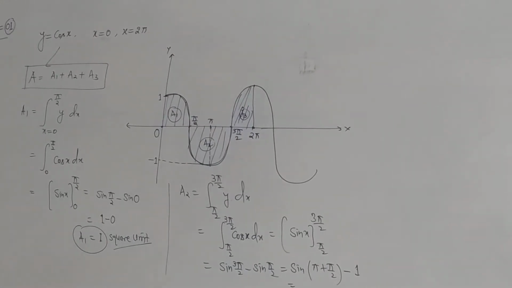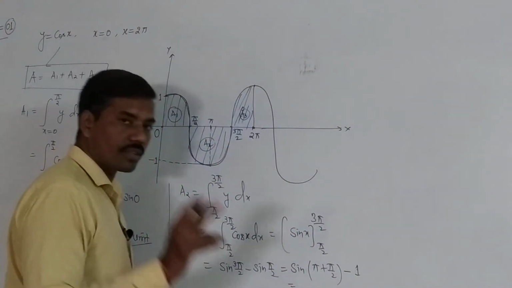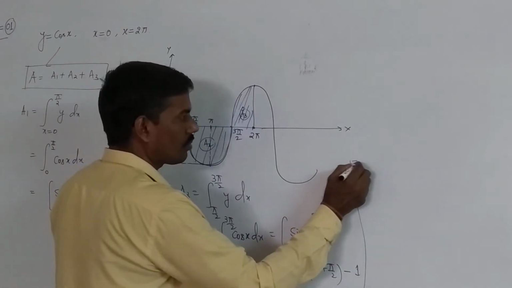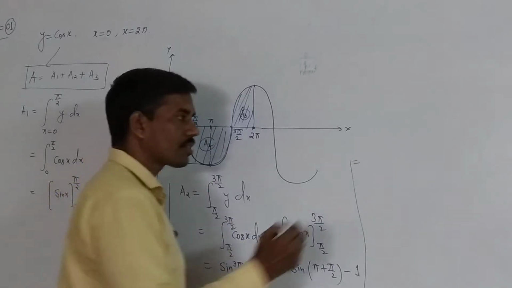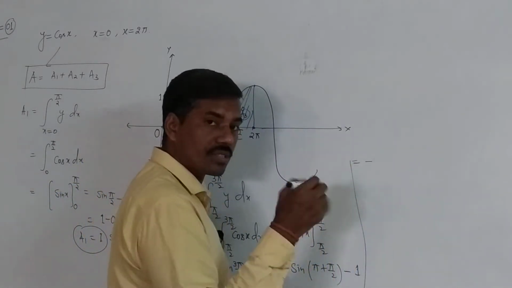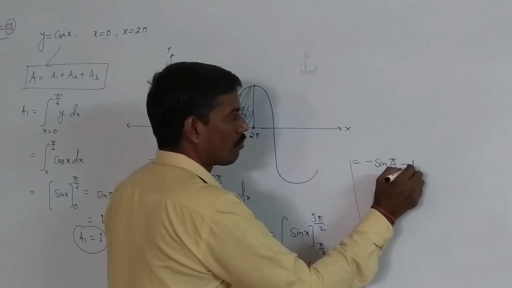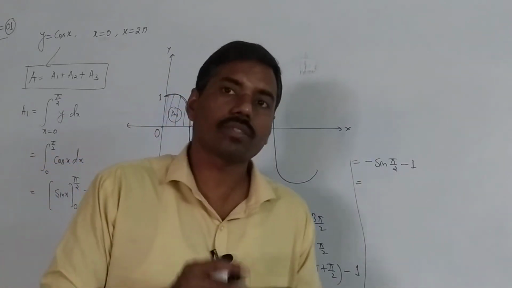Sine of pi plus pi by 2 is lying in the third quadrant, and in the third quadrant sine is negative. So this is equal to sine of pi plus theta, that is minus sine theta, so minus sine of pi by 2 minus 1. Sine of 180 plus theta is lying in the third quadrant.